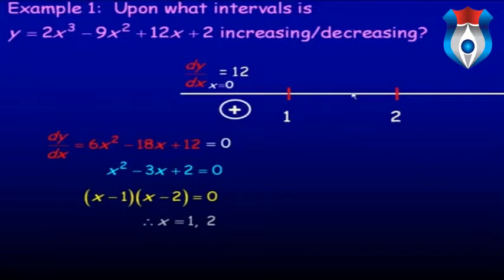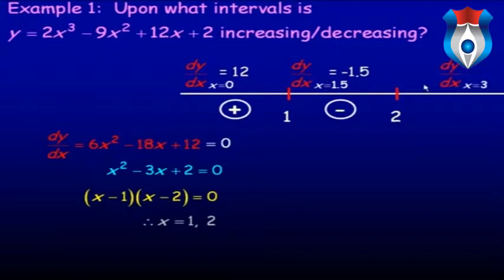Now, next I'm going to take a number between 1 and 2, and I'm going to use 1.5, but you could take any number between 1 and 2. If you want to use 1.95, that still works. And we'll substitute that number in place of x in the derivative. And that works out to negative 1.5. It doesn't matter what numerically it is. The fact that it's negative is what's important. So the negative derivative means it's decreasing between 1 and 2.